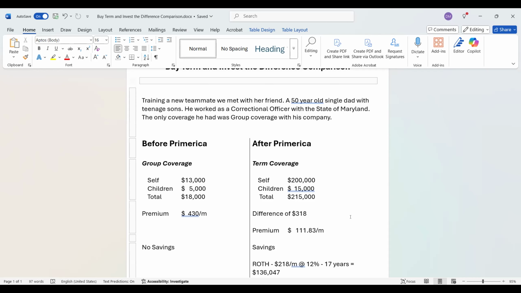So we quadrupled his coverage for less than a third of what he was actually paying in the other policy. And on top of that, this group coverage would not have even paid out if he had gone out sick. So he's paying $400 a month for something that would not have paid him.